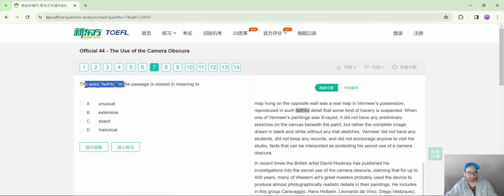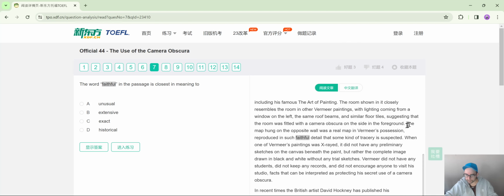All right, so the word "faithful," vocab in context. So the primary definition of faithful, most of us know, is like you're loyal to something, you're steadfast, you're devoted to something. It's like a very religious word sometimes. But when you read the sentence, read it just to be sure: the map hung on the opposite wall was a real map in Vermeer's possession, reproduced in such faithful detail. Okay. It doesn't sound like loyal in this context.